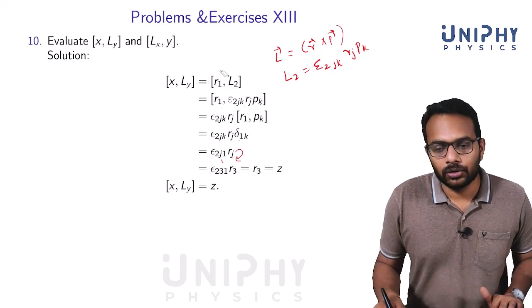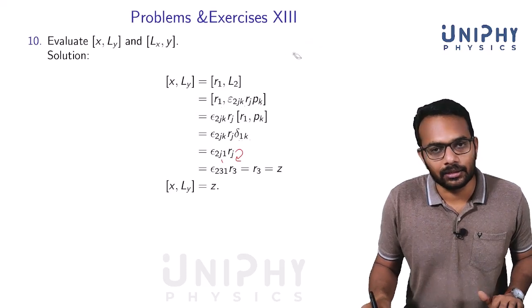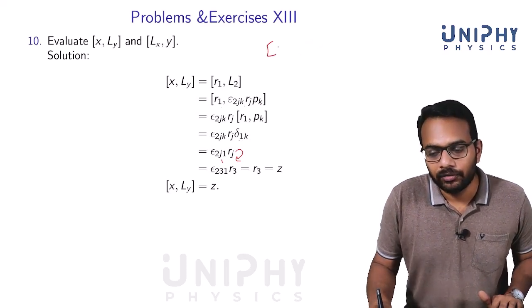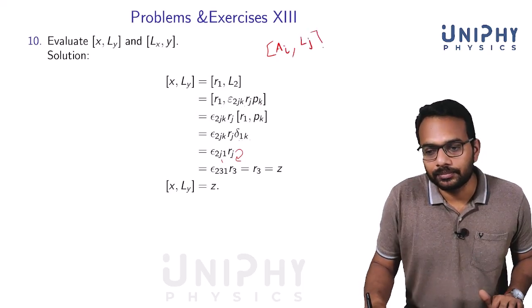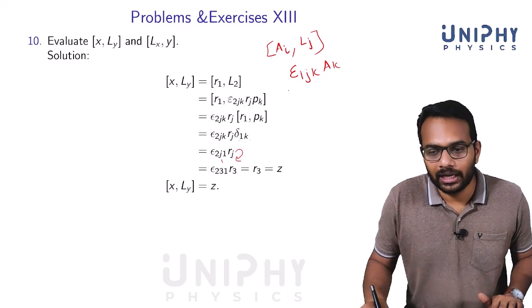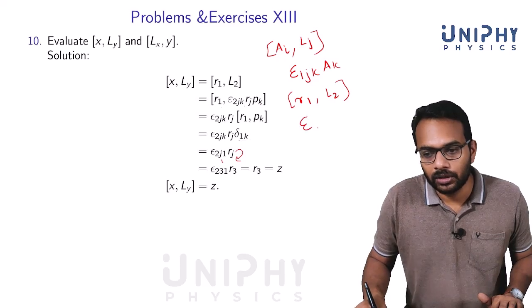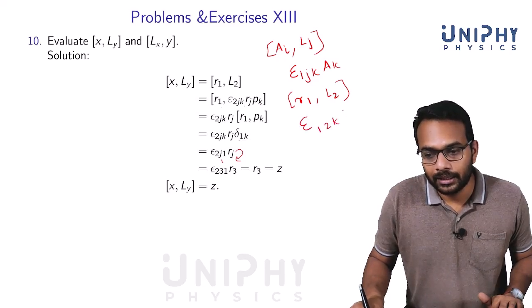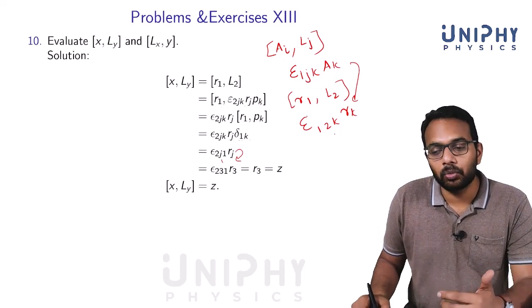You could also use the basic result, a shortcut method that we discussed in the previous class. What was that shortcut method? If you have any vector, the component of any vector with Lj is epsilon i j k a_k. So what we have here is r1 with L2, so this has to be epsilon 1 2 k r_k. We have derived this formula.